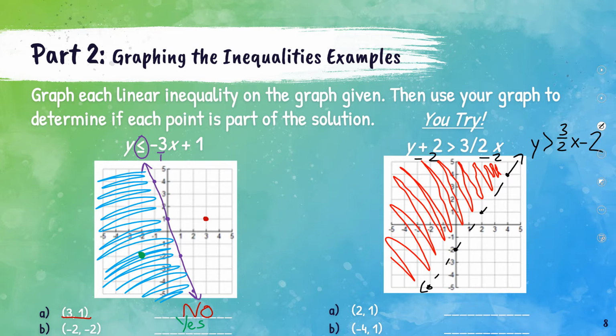So let's look at my points. I've got the point 2, 1. This lies on my line, but because it's a dashed line, this is not a solution. And then we've got the point negative 4, 1. This does lie in my region, so it is a solution.